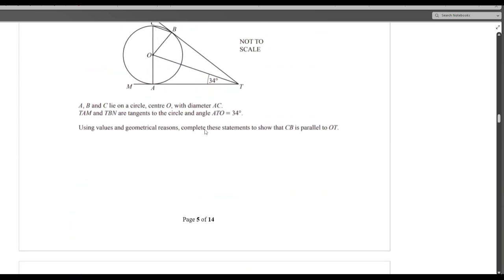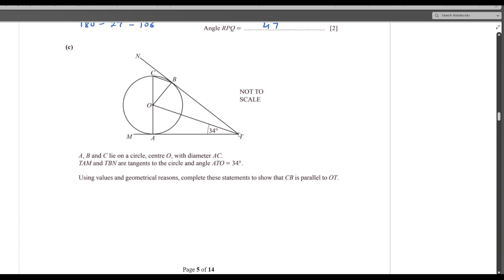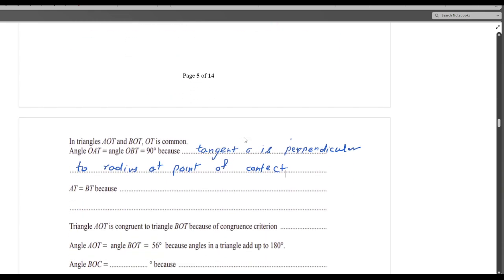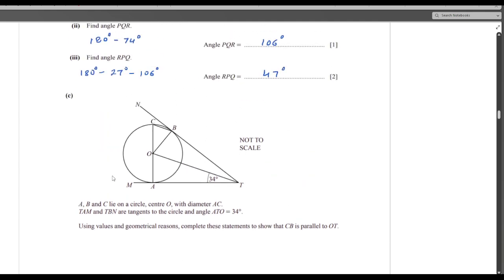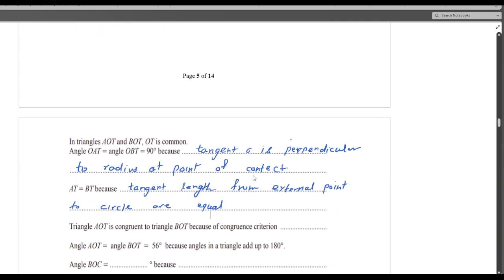Now AT is equal to BT. Reason for this is tangent lengths from an external point to a circle are equal. This AT and BT are considered to be tangent lengths from external point T.